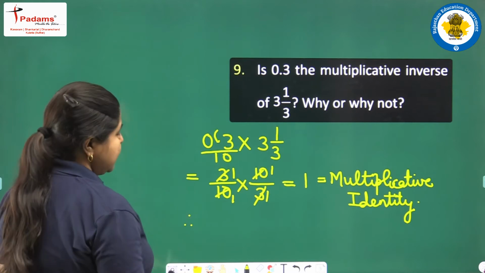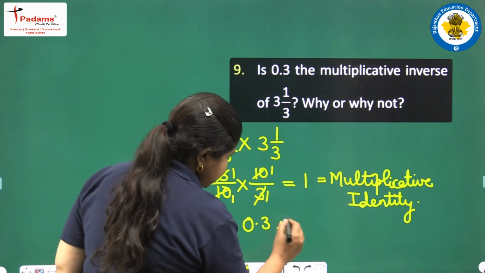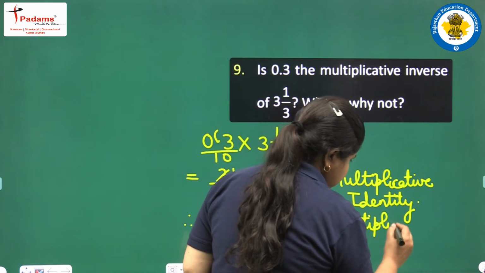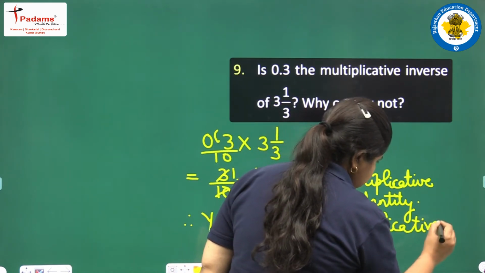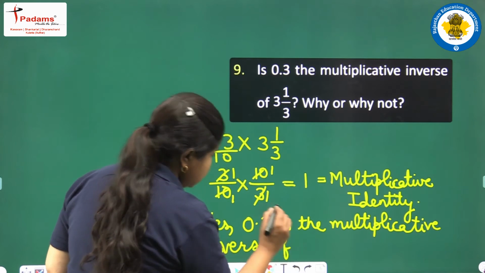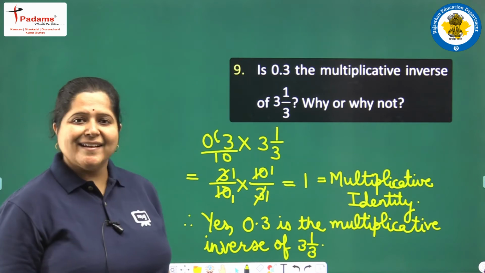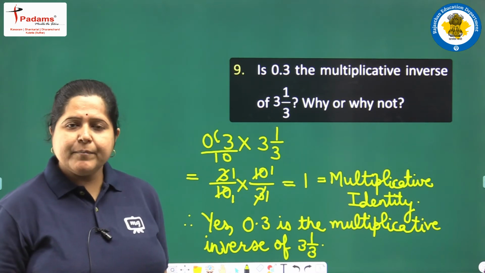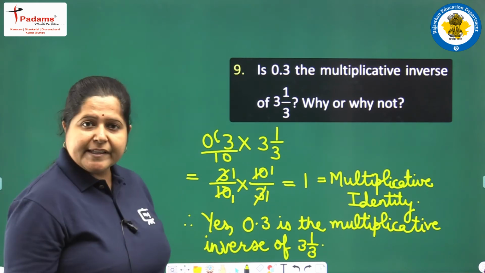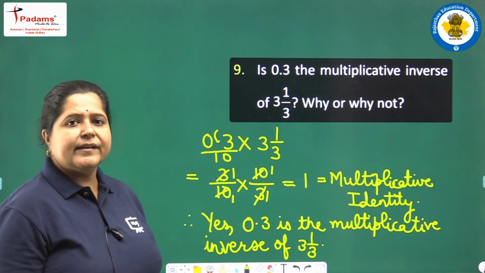Therefore, yes, 0.3 is the multiplicative inverse of 3 1 by 3. So the answer is yes. Simple. Just multiply both the numbers. If we get the multiplicative identity, then it is the multiplicative inverse. They both are multiplicative inverses of each other, and if we don't get one, then they are not.